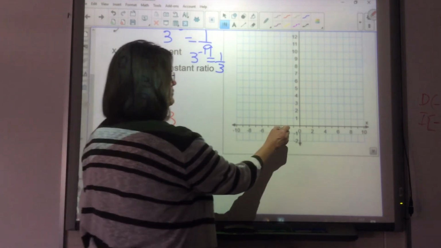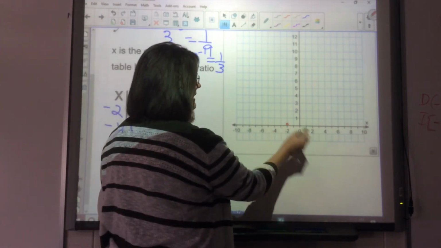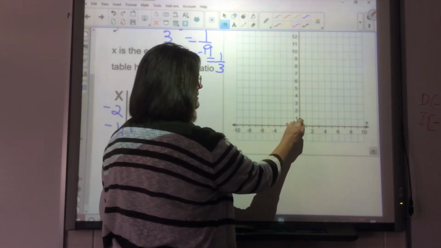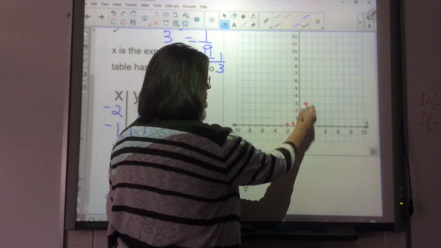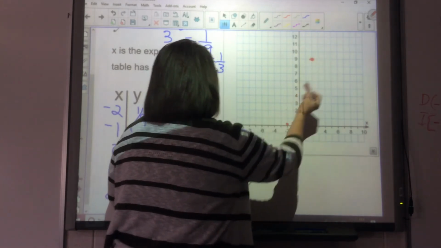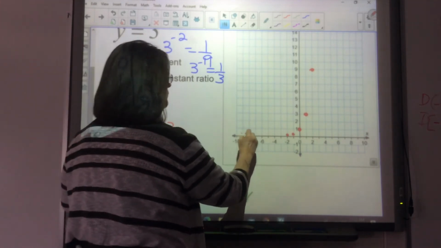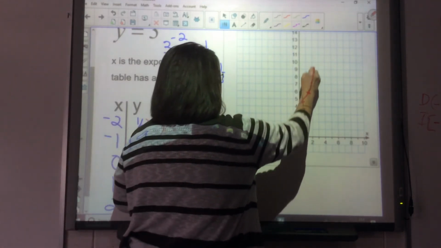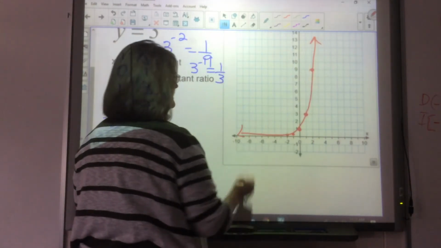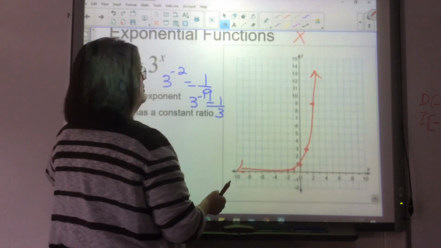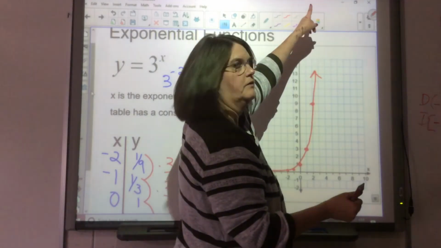At -2, it's 1/9. Just estimate. At -1, it's 1/3. At 0, it's 1. At 1, it was 3. And at 2, it was 9. You see, an exponential function takes off really, really fast. It goes up really, really fast. If I were to do 3 to the 3rd, it would be at 27, way on up here.